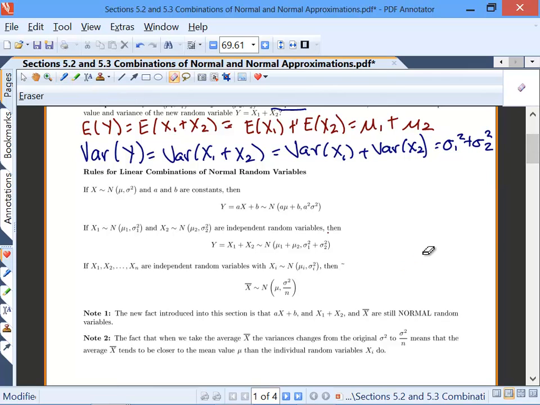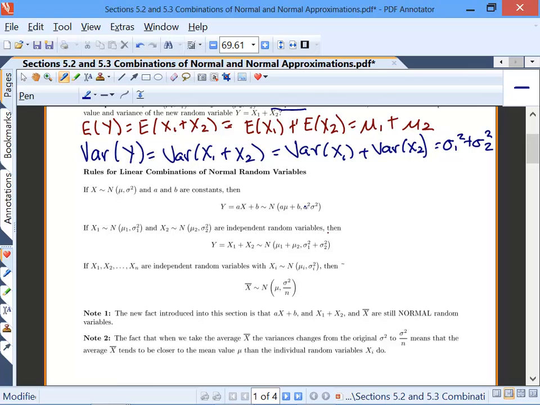Now with that in mind, we have rules for the linear combinations of normal random variables. The first one is, if X is distributed normally, then Y, which equals aX plus b, is going to be normally distributed with a mean of a times the mean mu plus b, and the variance is a squared sigma squared. Now notice, these are the numbers that we found in example 1, and we did that using our old rules. What is the only new thing that is introduced here?